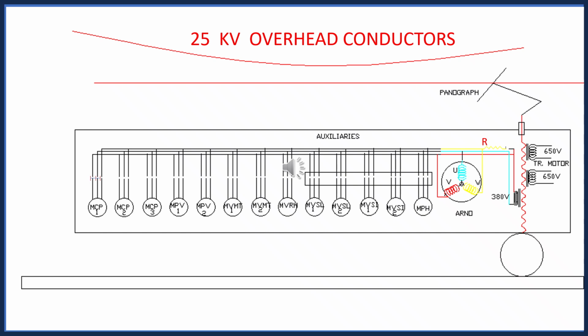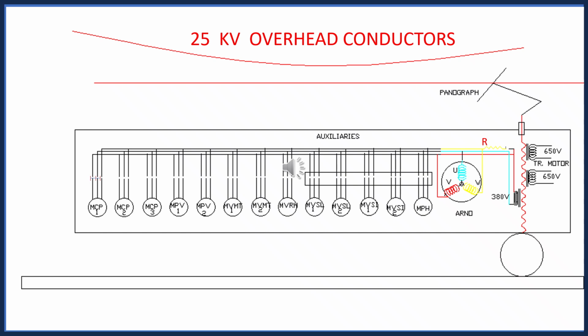So the loco is first energized, and this Arno will start with the initiation of the starting resistance by creating a rotating flask. It will start and then this resistance will be cut off. Then three-phase supply will be fed to the other auxiliaries. Other auxiliaries are what? MBRH. It is a blower motor also, a blower motor to cool the transformer oil.